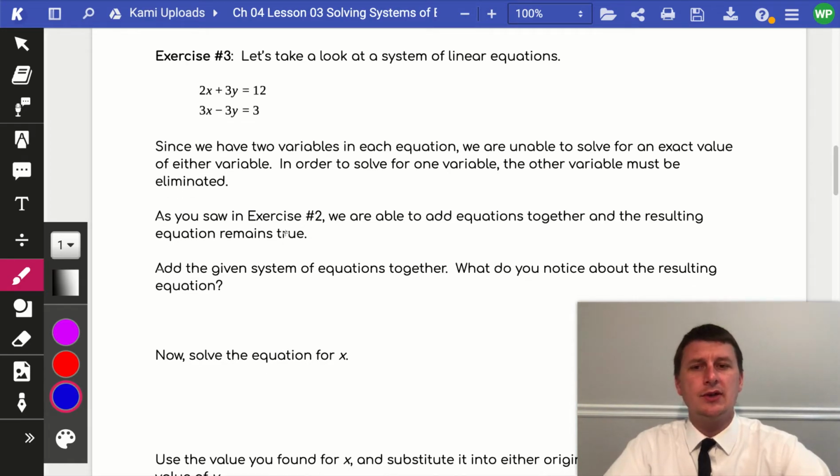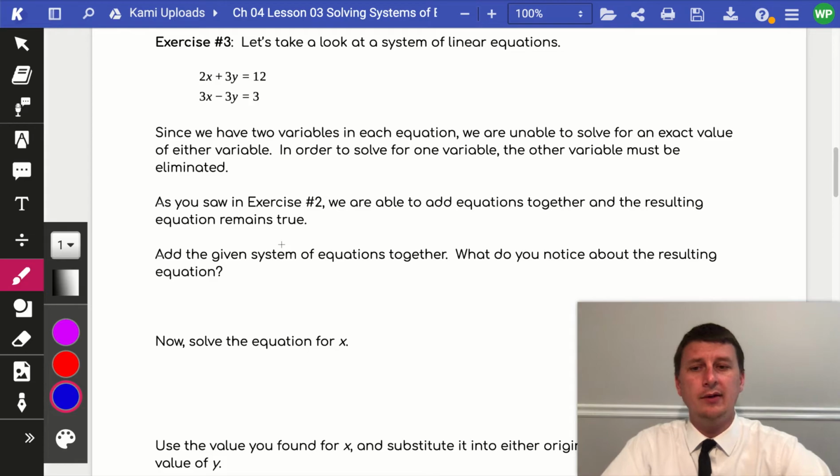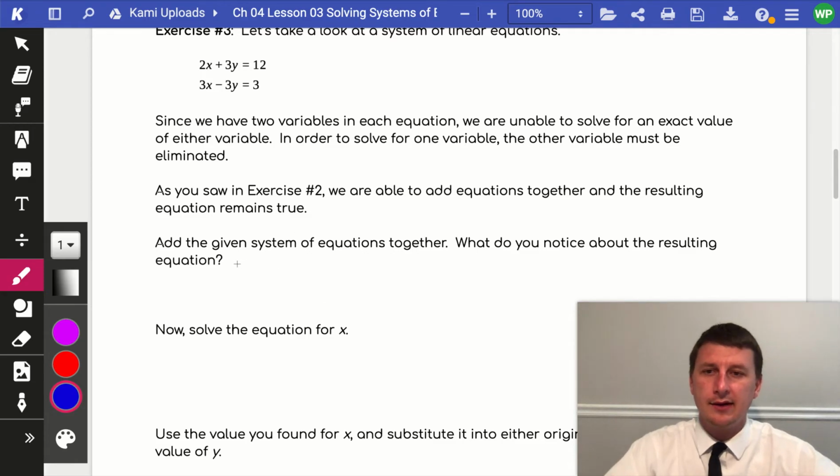And as you just saw in exercise number 2, we are able to add equations together and the resulting equation remains true. So we're going to add these two equations, or this system of equations, together, and we're going to see what we notice about what the resulting equation is going to be. So we're going to add together 2x plus 3y is equal to 12. And we're going to add that to 3x minus 3y is equal to 3.